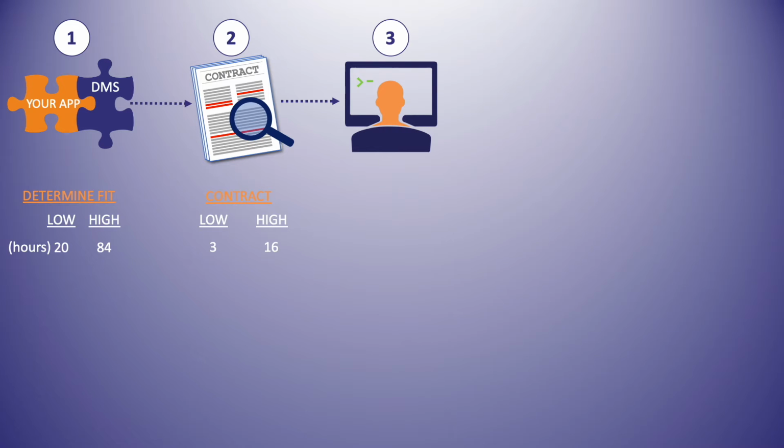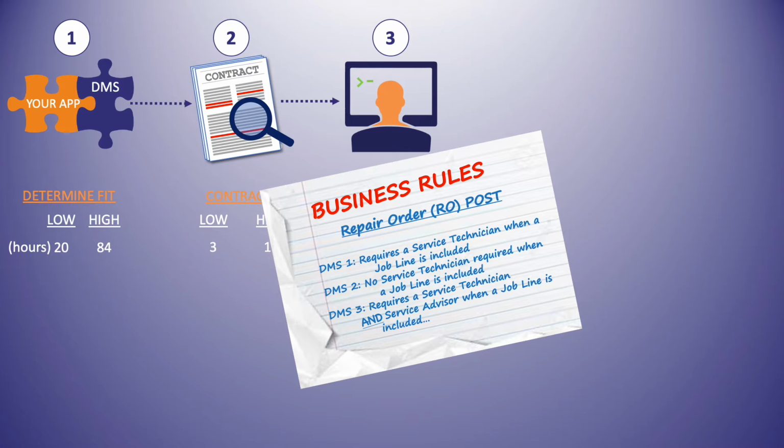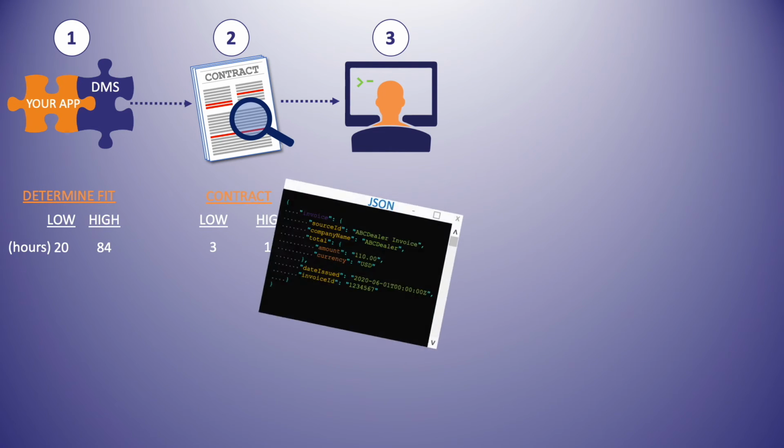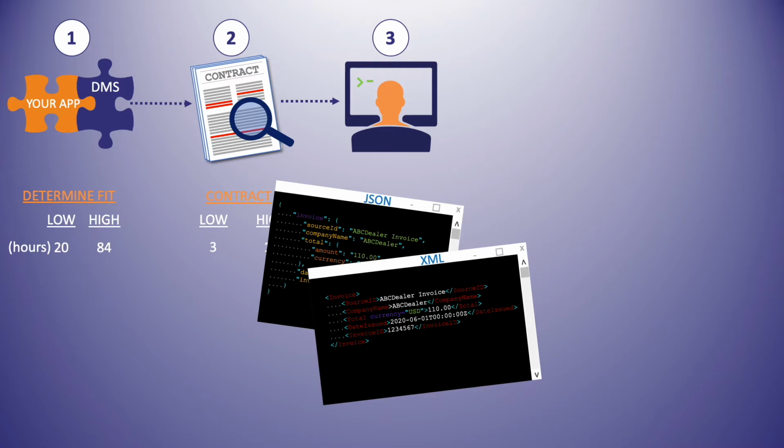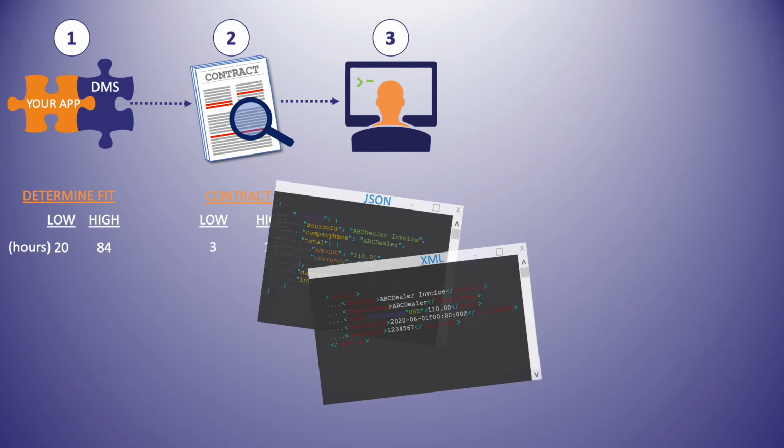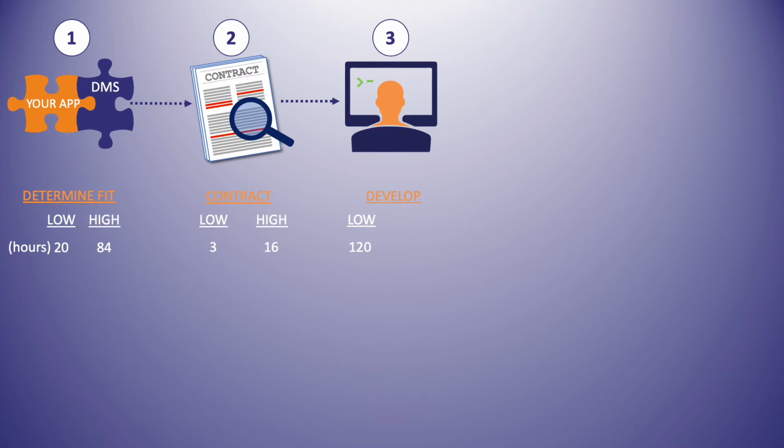Now comes the big work, developing your system to the integration spec. Each integration has its own business rules despite otherwise common use cases, and the communication and data formats can vary greatly. On the low end, for a simple API like Get Customer, it may take a few weeks of a developer's time, and for a complex API like PostRO, it could take months.